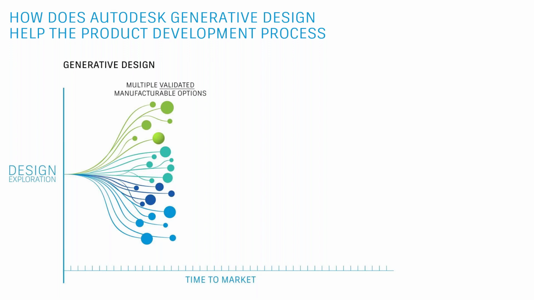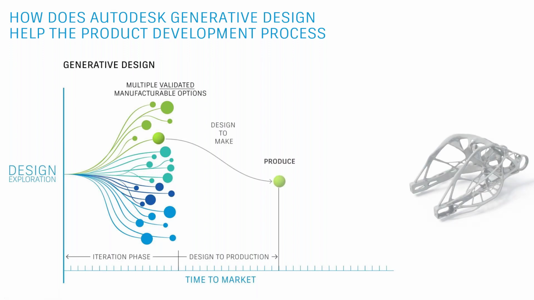So once you define these inputs, then what the program does is it comes back with multiple outputs for you that are validated manufacturable output options. So then you can take the one that best suits your needs and, in the design to make process, produce the part, right? So this shortens up your iteration phase, shortens up your design to production phase. And you can see what that swing arm might look like as it comes out of generative design there on the right-hand side.